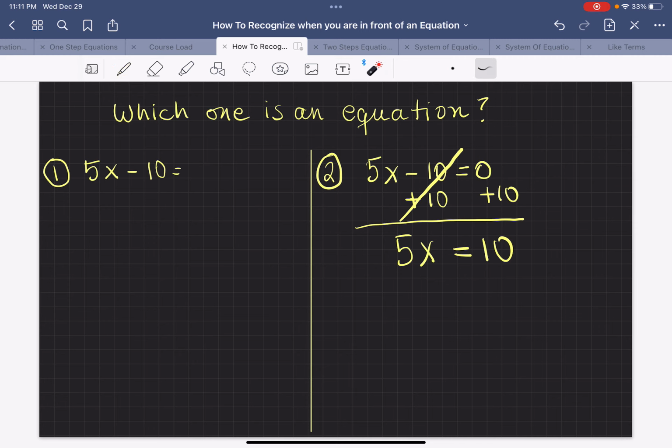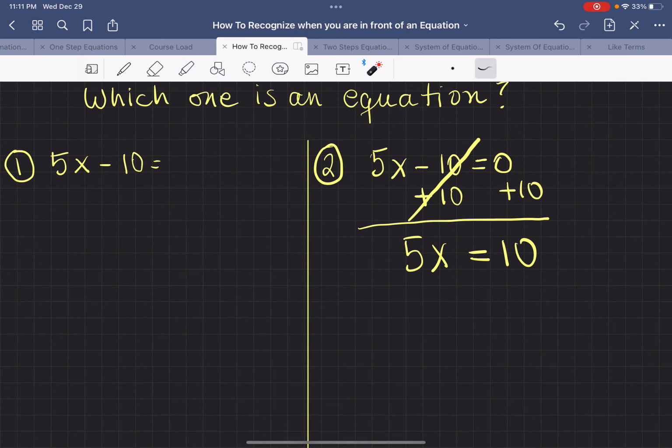Okay, I am one step away from having my variable by itself. All I need to do is get rid of this 5. This 5 is multiplying the x. Whenever I see nothing in between a number and the variable, that means there is a multiplication in between, okay? So 5 is multiplying the x and I'm trying to get rid of 5. How do I do that? With the opposite operation. The opposite operation of multiplication is division.